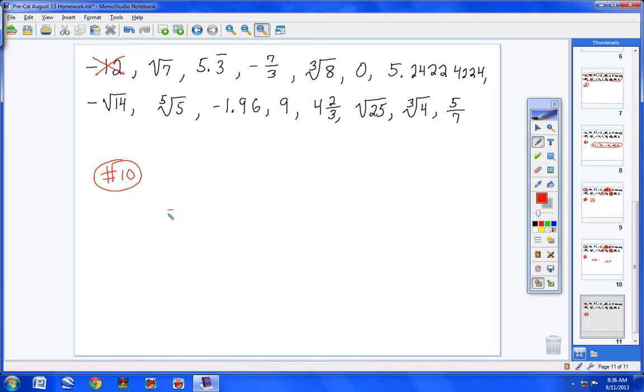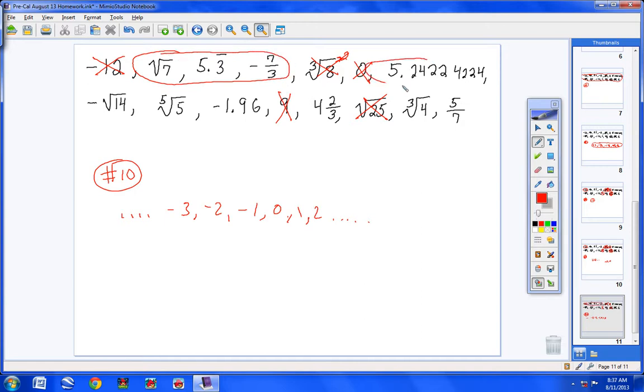Remember what integers are? It's like dot, dot, dot, -3, -2, continuing on all the way up to 0, 1, 2, etc., and then dot, dot, dot. So I'm going to cross off my integers. This is an integer here because it equals 2. This is an integer, it's 0. This is, and this is. So every number that I did not cross off is a real number that is not an integer. There you go. I hope that makes sense.